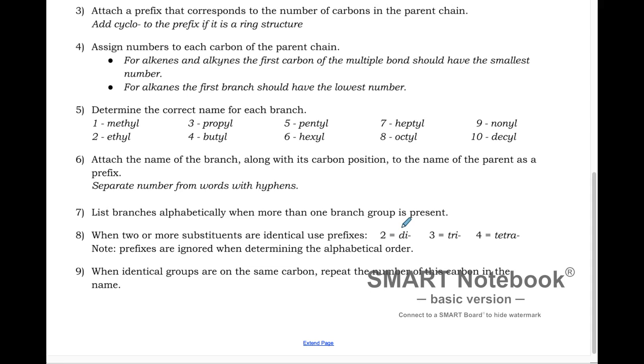Number 8, when 2 or more substituents are identical, we're going to use an additional prefix. 2 for di, 3 for tri, 4 for tetra. Just like if we have 2 double bonds or 3 double bonds, if we have 2 of the same substituent off of the main chain, then we can use these prefixes. When it comes to naming, these prefixes, di, tri, and tetra, are actually ignored when it comes to determining the alphabetical order of your branches or your substituents attached to your main chain.